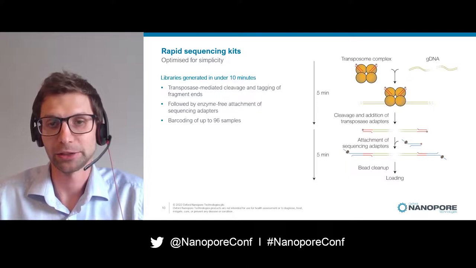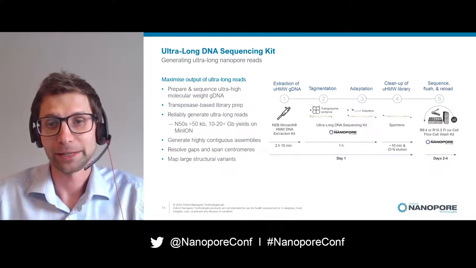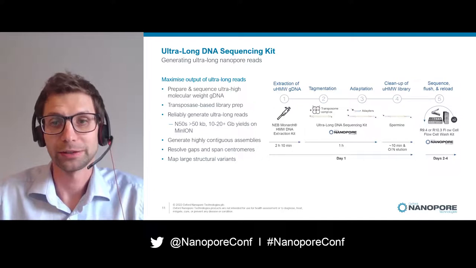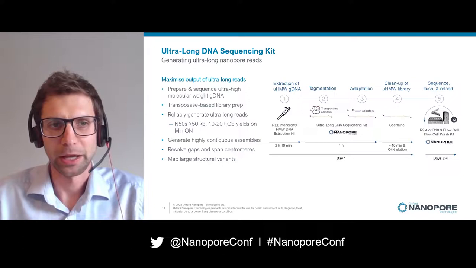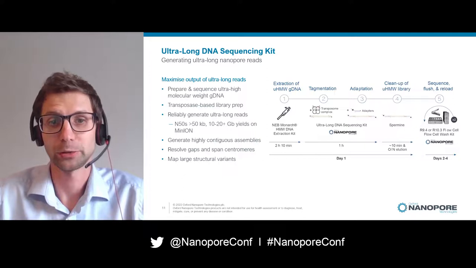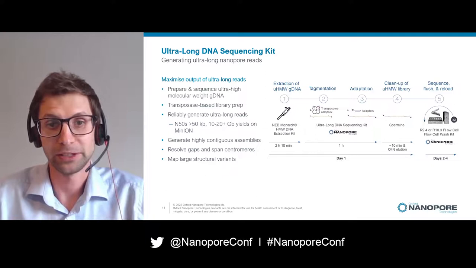Now, within the same rapid chemistry, we have taken advantage of the transposase to generate high-quality ultra-long reads with our ultra-long DNA sequencing kit. We enable this by starting with higher amounts of ultra-high molecular weight genomic DNA, and by using more DNA, we introduce fewer transposase cuts per molecule, increasing the fragment length. So with this kit, you can robustly, routinely generate N50 of about 50 kb while still maintaining 10 to 20 gigabases outputs from a MinION flow cell.